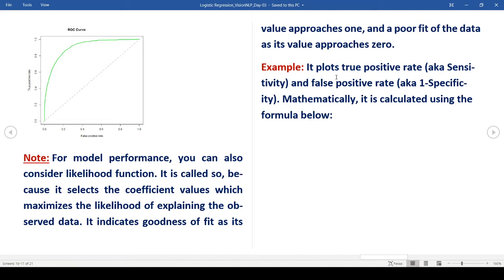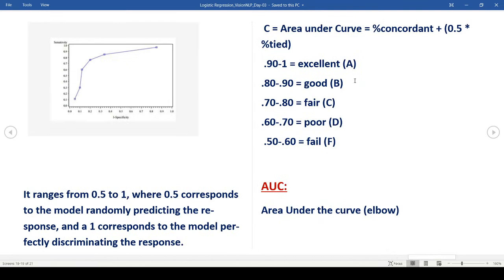So it plots true positive rate and false positive rate, which is again nothing but specificity and sensitivity. We can take an example as well if you want. It ranges from 0.5 to 1. It can be from 0.4 to 1 as well, where 0.5 corresponds to the model predicting randomly, which is nothing but a random response, and 1 corresponds to the model perfectly discriminating the response.